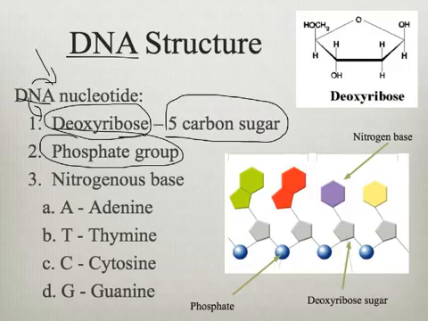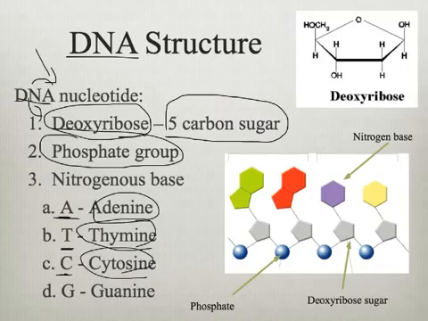And then the nitrogenous base, okay, that nitrogen-containing base, in DNA could be one of 4 things. It could specifically be adenine, which we symbolize with A. It could be thymine, which we symbolize T. Cytosine, which we symbolize C, and guanine, which we symbolize with a G.